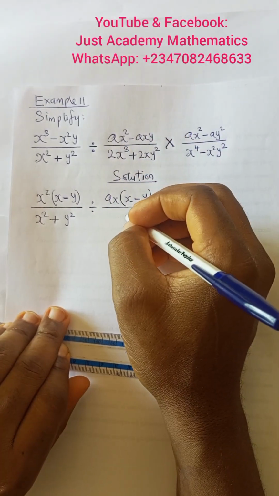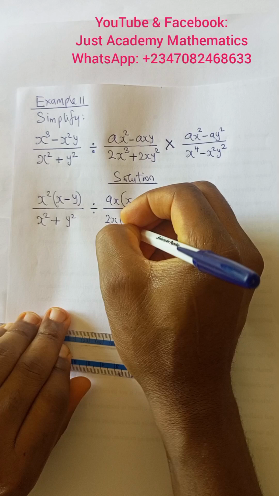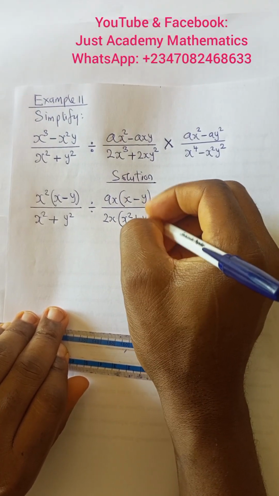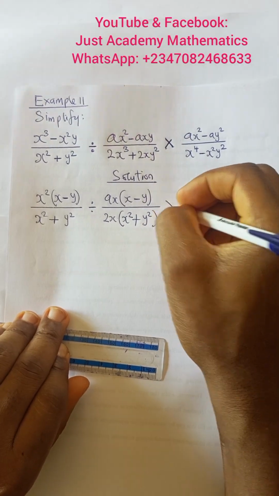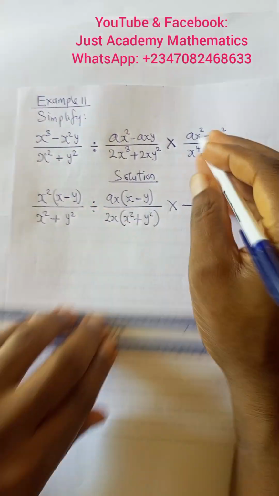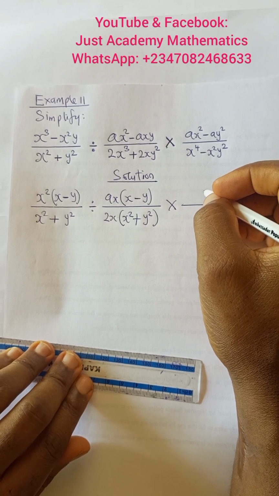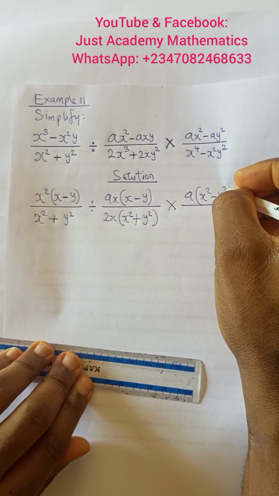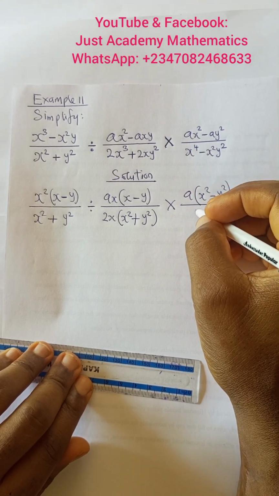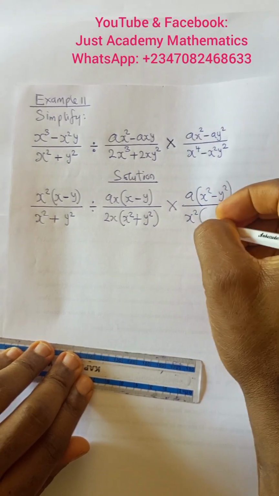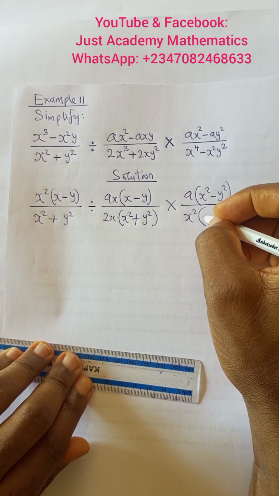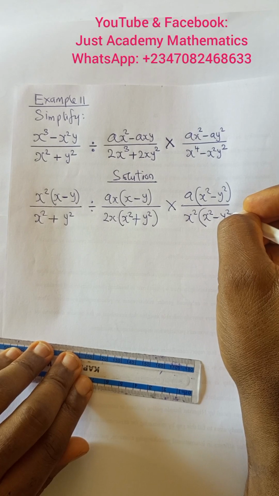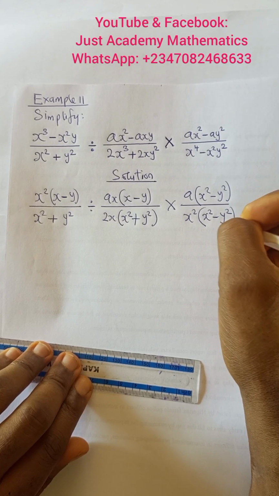Down, what is common? 2x is common. If 2x is outside, what will remain? It will remain x squared plus y squared. Okay? Times. Here, what is common? A is common. What will remain? x squared minus y squared. Down, what is common? x squared is common. What will remain? It will remain x squared minus y squared. Is that so? Yes, of course.